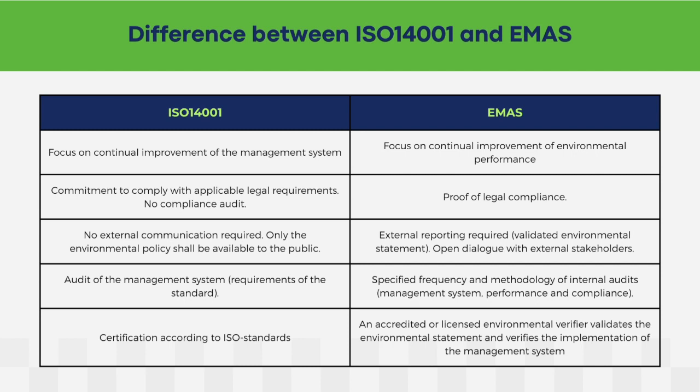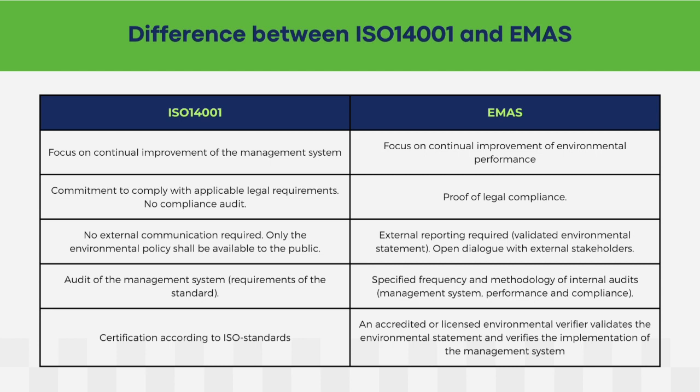Next, in terms of auditing, ISO 14001 emphasizes continual improvement in environmental performance, but does not prescribe specific methodologies for improvement. Meanwhile, EMAS requires organizations to demonstrate continuous improvement in their environmental performance, and they must set quantifiable environmental objectives and targets.